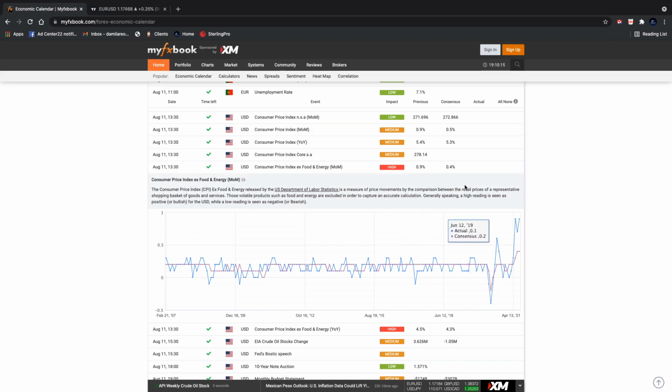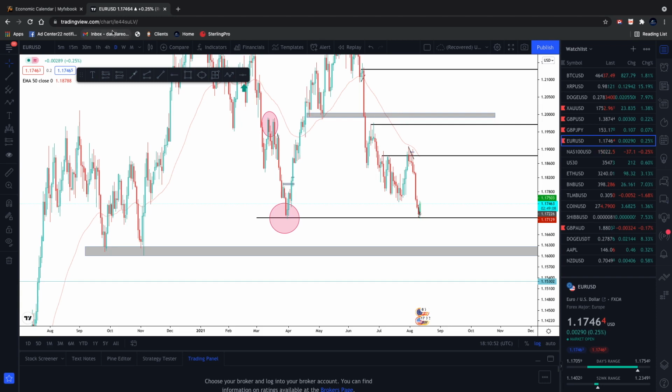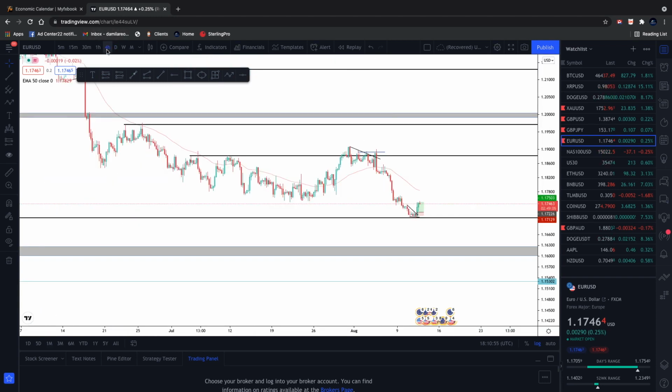Now looking at the news, it's saying a high reading is seen as positive, while a low reading is seen as negative. That means the higher the number, positive; the lower the number, negative. Now look at the previous we have here. We have 0.9%. The consensus we have 0.4%. Looking at this, you're already being told there's probability for the news to push down, which actually happened. They are giving you 0.4%, which is telling you that in this news they are expecting USD to lose strength. And on the Euro USD again, looking at the pair on the daily time frame, it is on the support level. You don't expect the price to just break the support level like that.